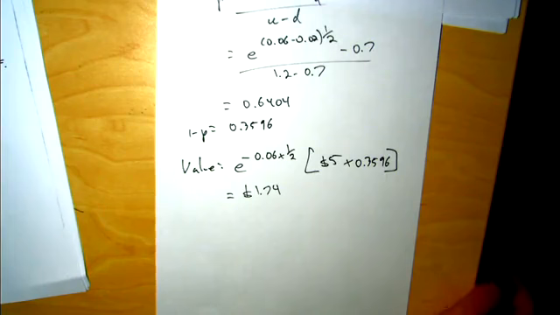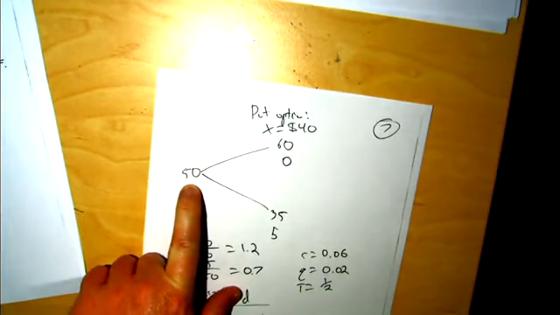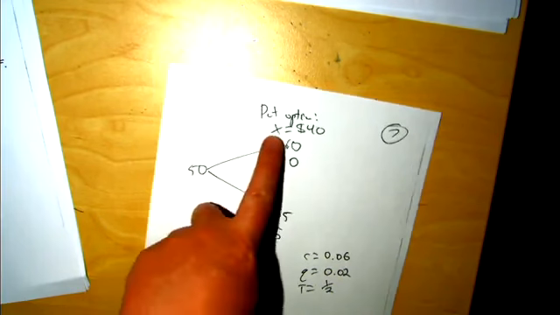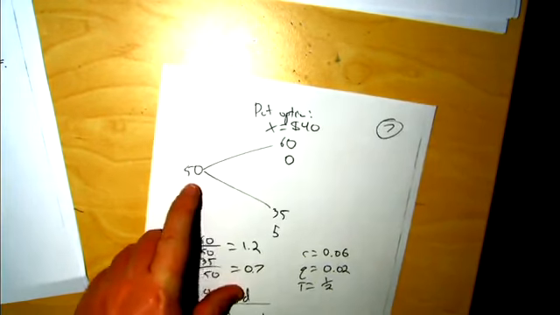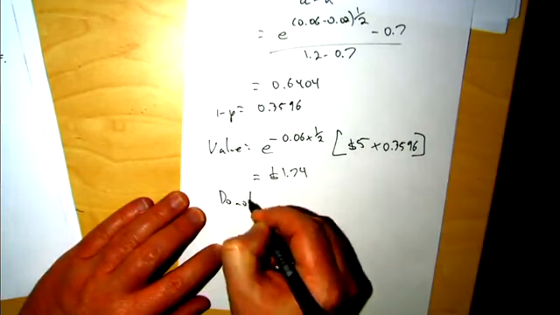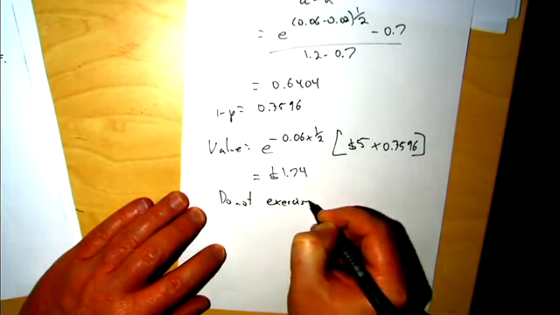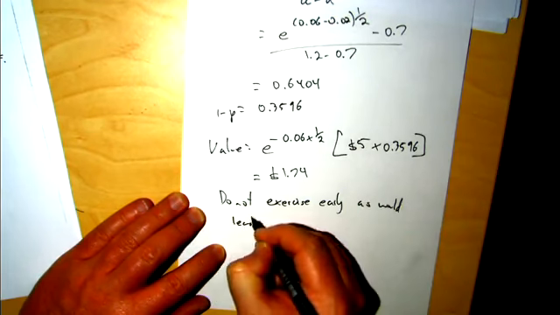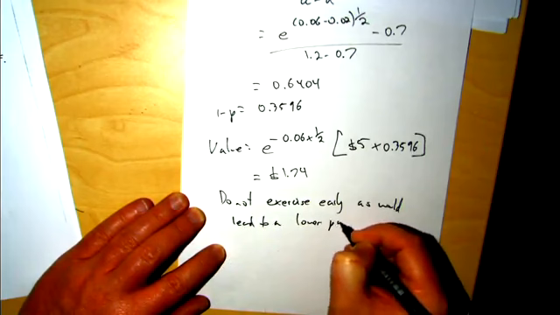No, I'm not finished. Why am I not finished? Because I need to ask, would I exercise early at this node here? Yes or no? No, right? You wouldn't exercise early because exercising early would give you a negative value. Exercise price is 40. 40 minus 50 would give you negative 10. So you need to make the statement, do not exercise early, as it would lead to a lower payoff.